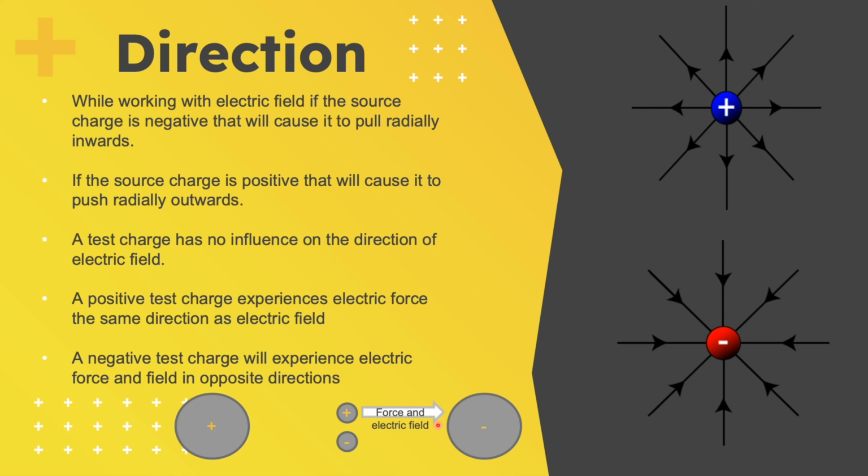However, with a negative test charge, it will experience electric force and field in opposite directions, with electric field being towards the negative source charge, but due to like charges repelling, it causes a force to the left.